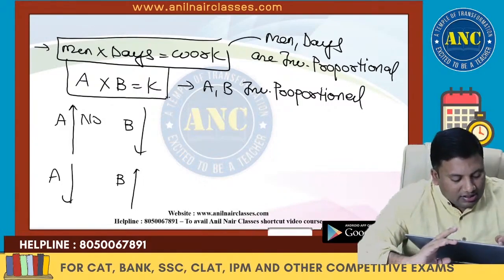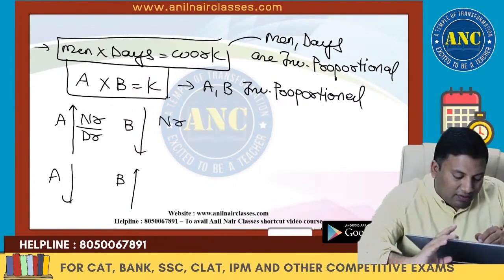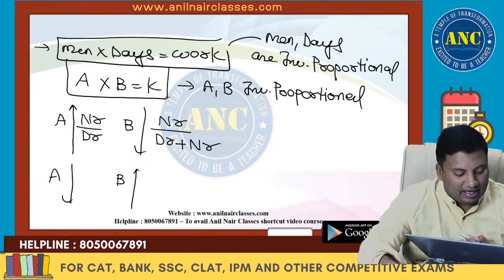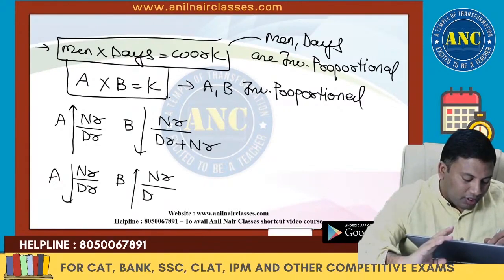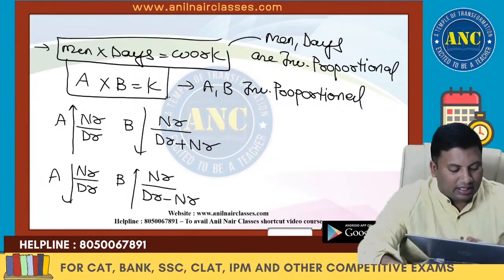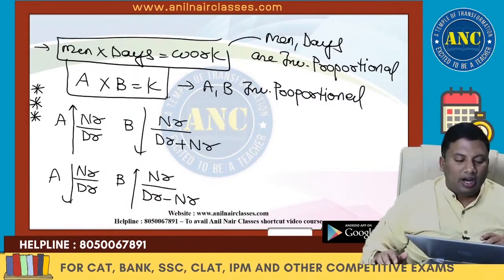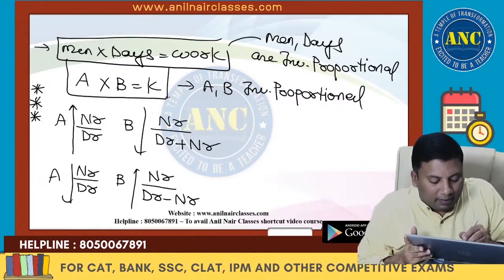If one increases by numerator by denominator, the other will decrease by the corresponding fraction. If the question contains increase, increase the denominator by the numerator to make the right hand side constant. If the question contains decrease, decrease the denominator by the numerator to make the right hand side constant. If men increases by numerator by denominator, days decreases by numerator by denominator plus numerator.